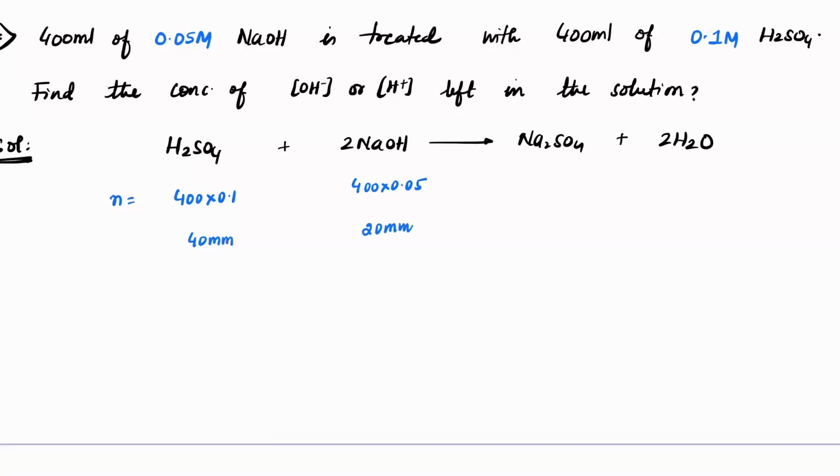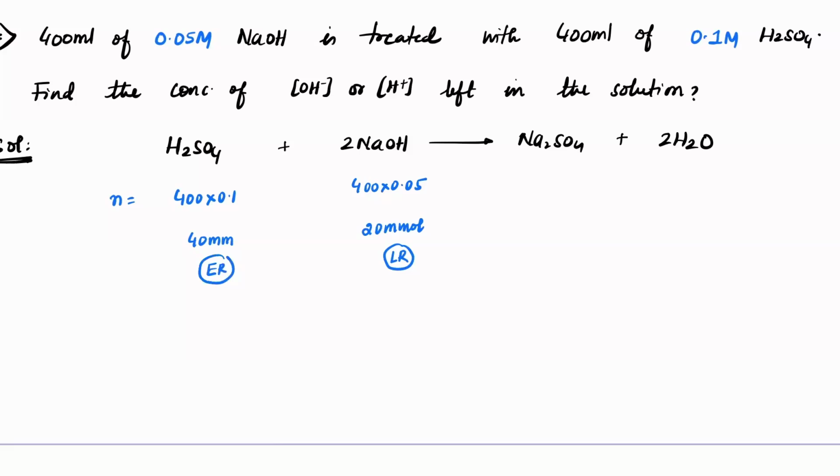Correct. Now, as per the data, for every 1 mole, we require 2 moles of NaOH. For 40 millimoles, how much is required? For 40 millimoles, we require 80. But how much is given? Given only 20. Correct? Which means NaOH is the limiting reagent. This is the limiting reagent and this is the excess reagent.